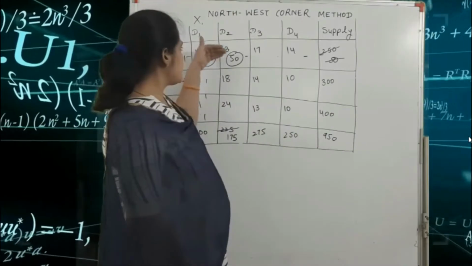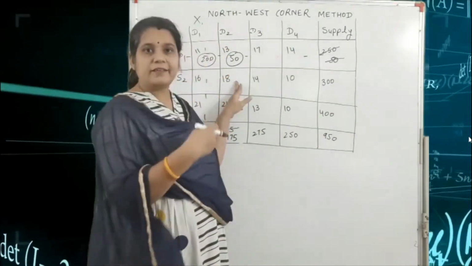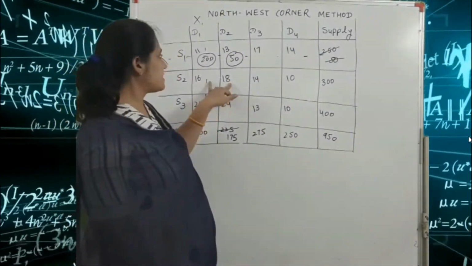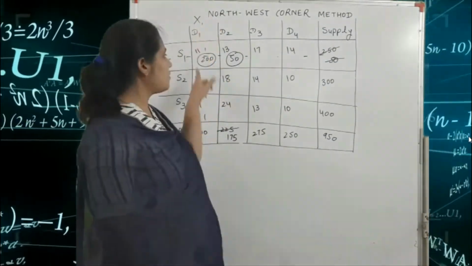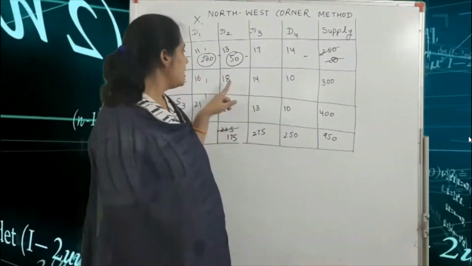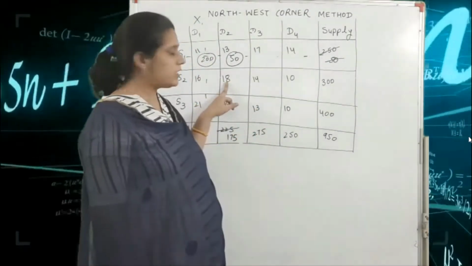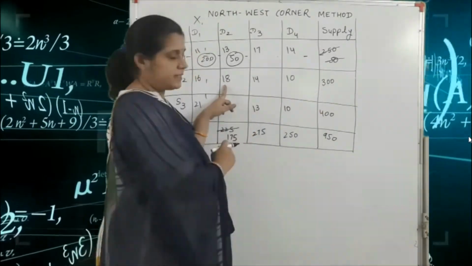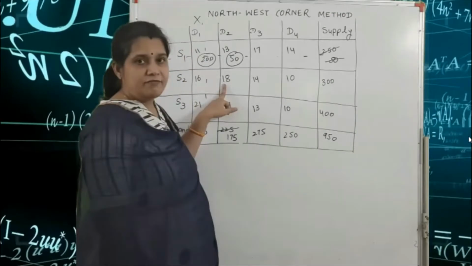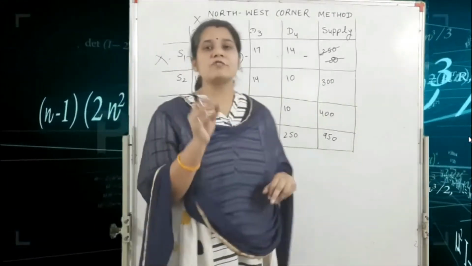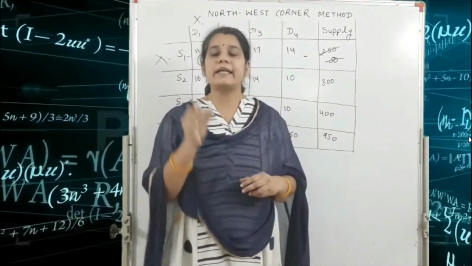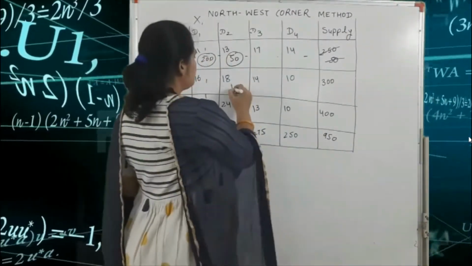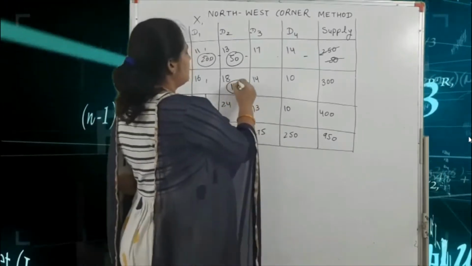If the first row is cancelled, then we move to the second row. Got it? So what is the second cell? It is 18, because 16 is already cancelled with the help of the first column. So don't be confused, your cell is 18. According to 18, your supply is 300 and the demand is 175. Always choose the minimum value. The minimum of 300 and 175 is 175, so we write here 175.